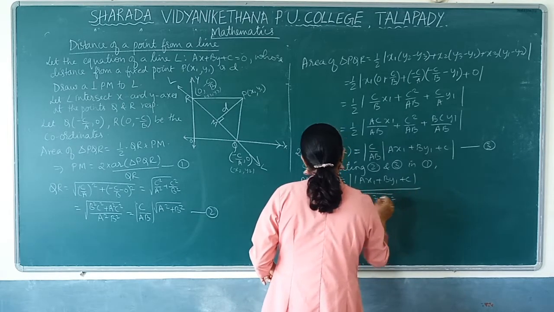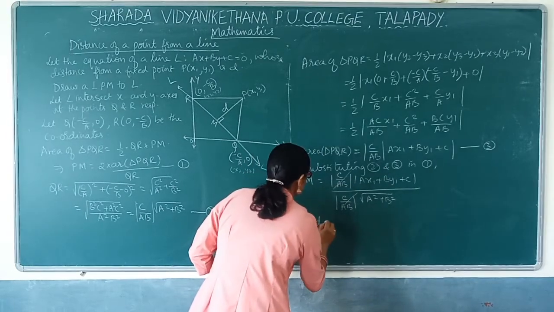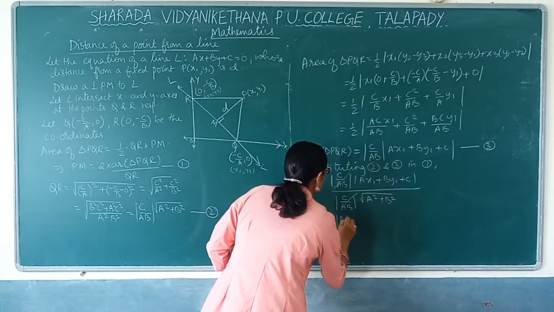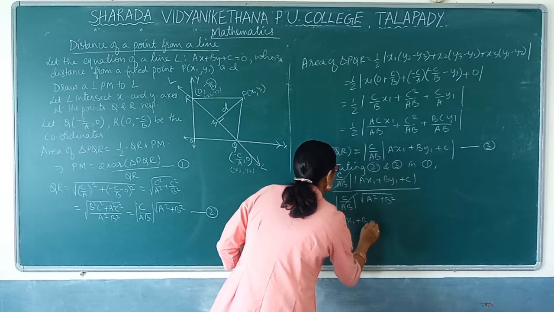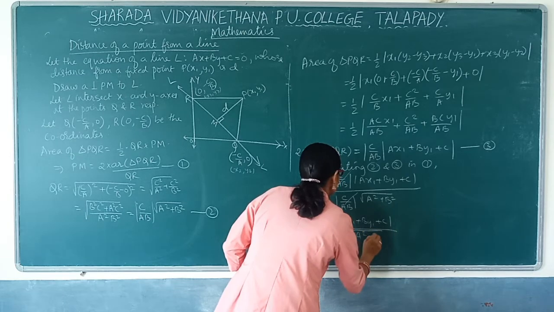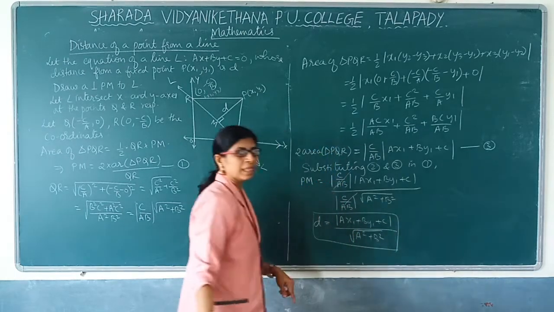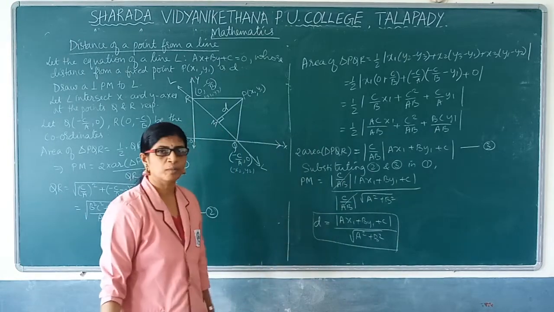So what can be cancelled here? c by ab can be cancelled. So PM is nothing but what? It is D only, the perpendicular distance. So ax1 plus by1 plus c divided by root of a square plus b square. This is the expression for the distance of a point from a line L. Okay, distance of a point from a line L.